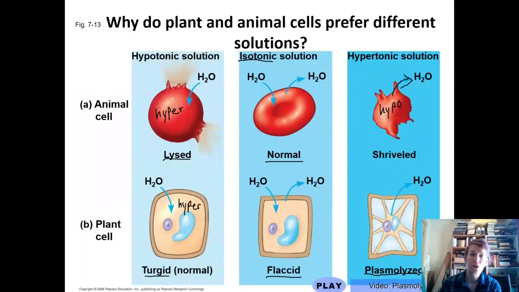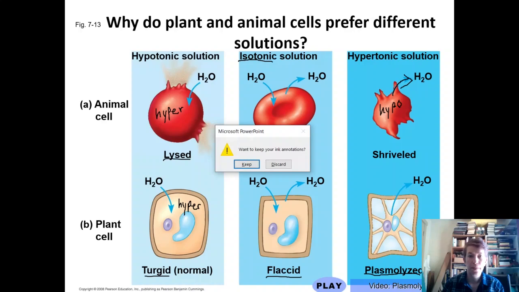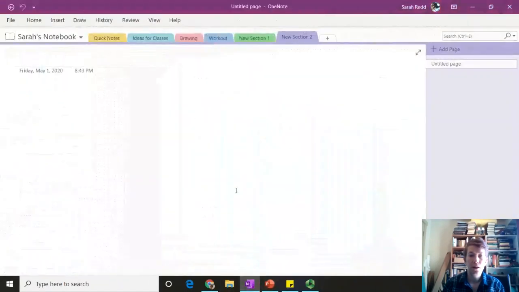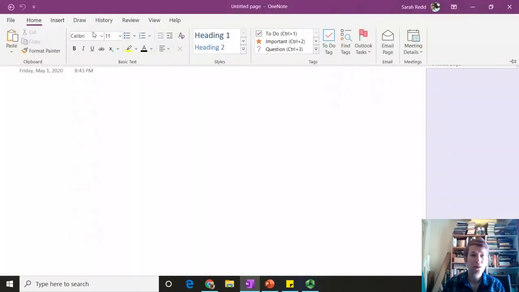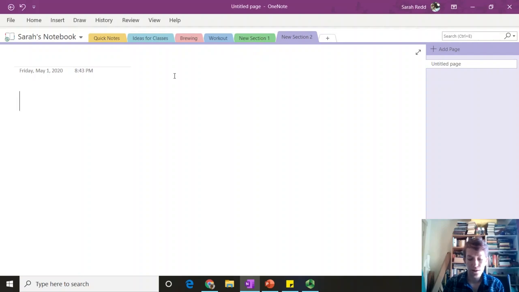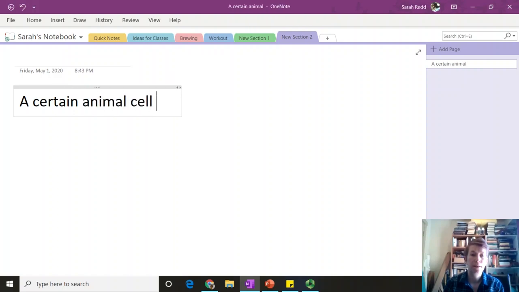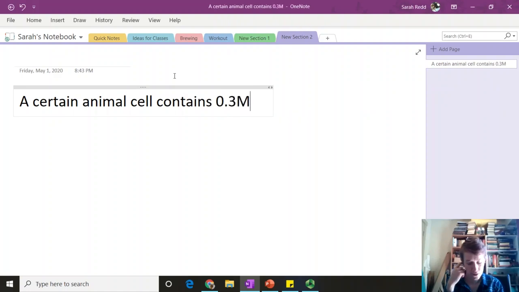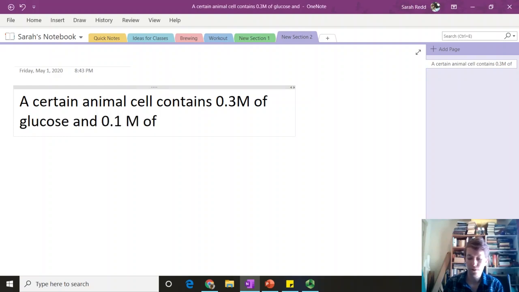So I wanted to real quick show you a practice problem related to this. There's one in your reading as well. Let's say a certain cell, we'll say it's an animal cell, contains 0.3 molar. This is a unit of concentration. Higher numbers mean more concentration of glucose, and 0.1 molar of sucrose.